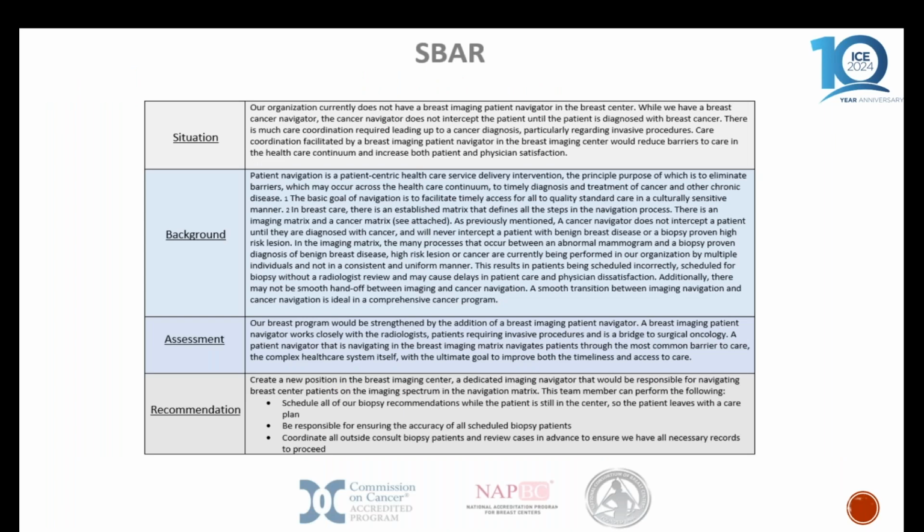I think an SBAR is something that can really help. I'm sure everybody's heard of an SBAR. It's a great communication tool. That's something that I've used for, hey, everybody, we need a navigation program. Let me show you. Let's start with an SBAR. So I've used an SBAR as a tool to communicate that we need to do something.